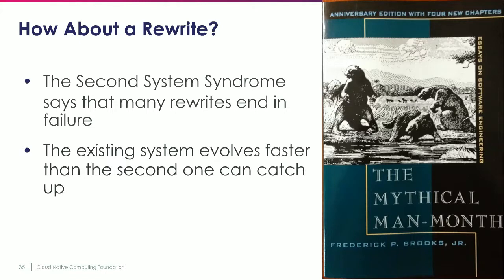And the problem here is a nearly 50-year-old book called The Mythical Man-Month, which described a term called second system syndrome. And it says that many rewrites end in failure. The underlying problem is that the existing system needs to keep evolving if you have customers with new demands that you're trying to address. And that often happens faster than the second one can catch up with.